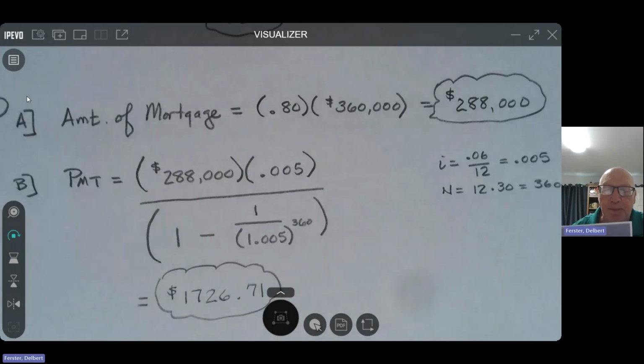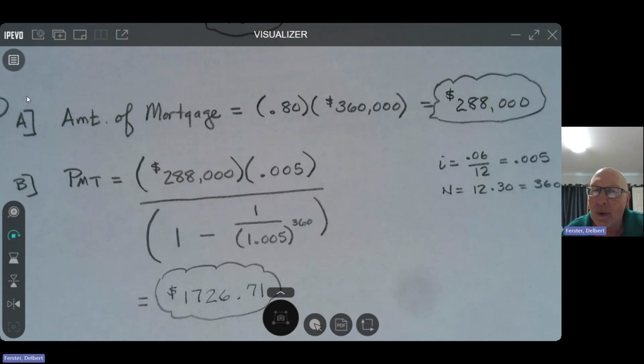17 coming at you. Selling price $360,000, 20% down, 6% for 30 years. Calculate the amount of the mortgage. Well, the amount of the mortgage is simply 80% of 360. Remember, you're paying a down payment of 20%, so I went ahead and just hit 80%. So we're going to borrow $288,000. And part B says, now why don't we go ahead and find the monthly payment?